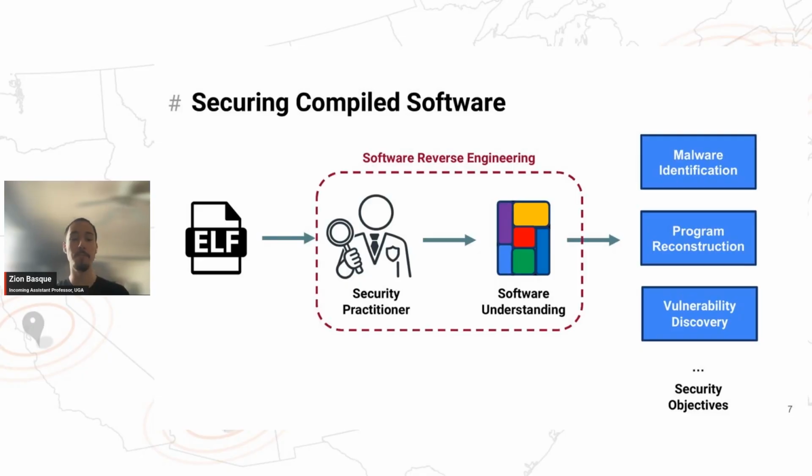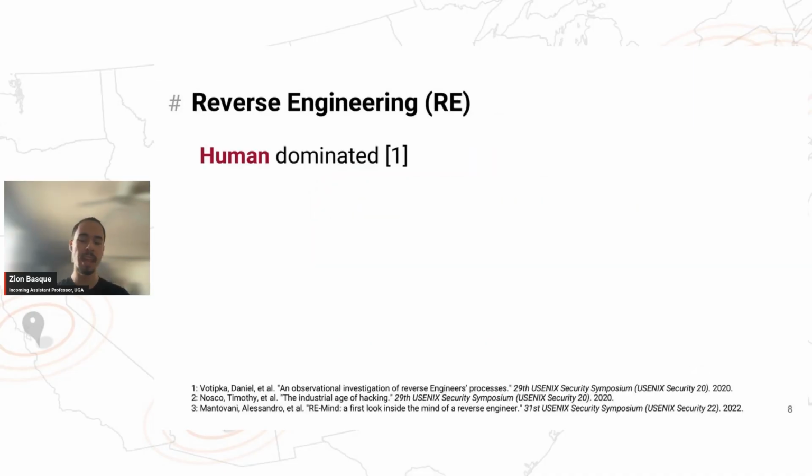The process of building that software understanding in a program that you don't own or didn't create is software reverse engineering. And it is critical to securing these types of binaries or software that we don't have the source code to, or things we just don't understand what they do. And so in our study, we aim to understand this process of reverse engineering.